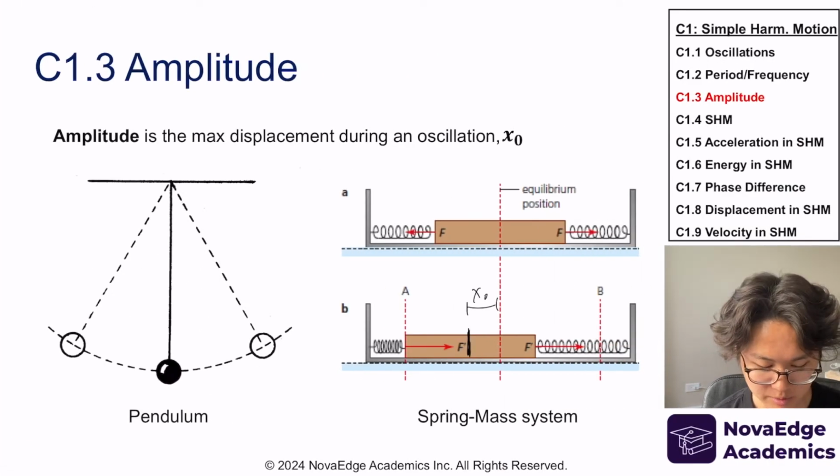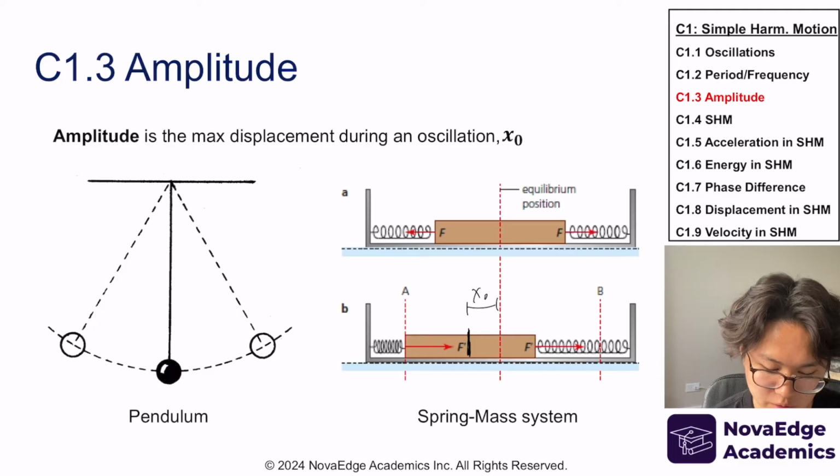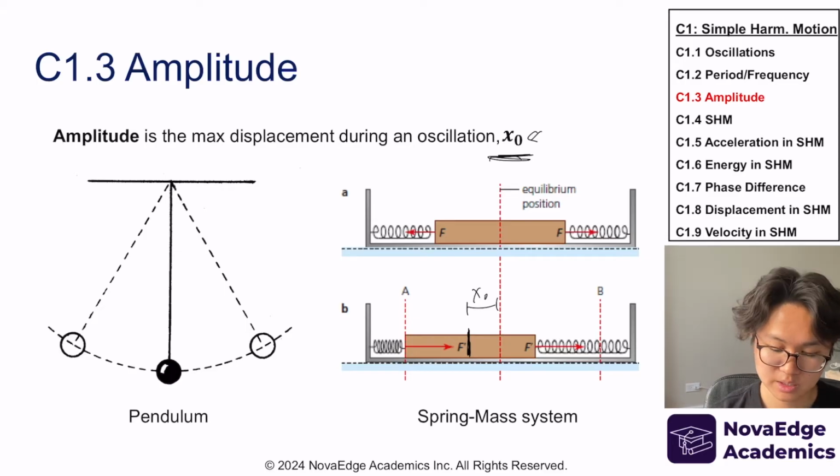Now let's talk about amplitude, which is another quantity that we can quantify in oscillations. It's just the max displacement during an oscillation and is expressed as x naught. Okay, this is not the initial displacement. A lot of people get that wrong. This is the max displacement, which is called amplitude.